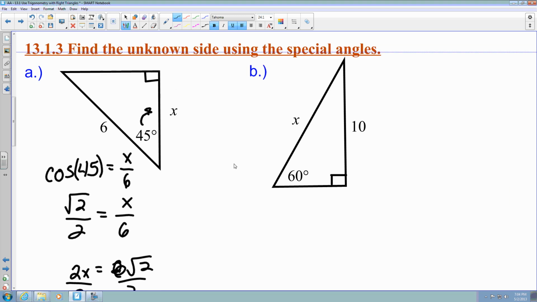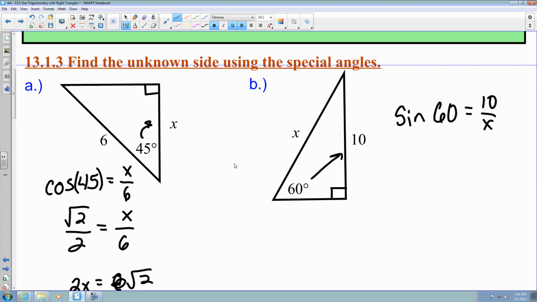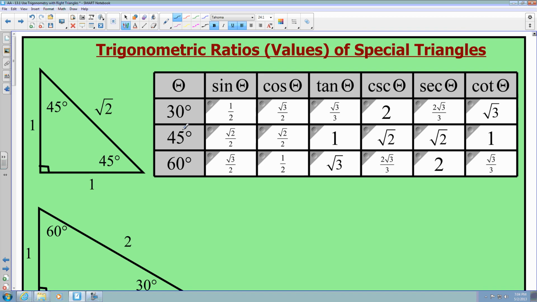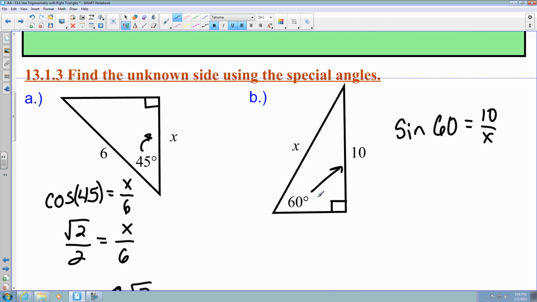Let's look over here. So here I have 60 degrees. Here I get the opposite, and then I also have my hypotenuse. So opposite over hypotenuse deals with sine. So I got the sine of 60 degrees equals 10 divided by x. And if we look up here, sine of 60 degrees is the square root of 3 over 2. So it's just a matter of replacing that. So I have square root of 3 over 2 equals 10 over x. So now I got square root of 3x through cross multiplying equals 20.